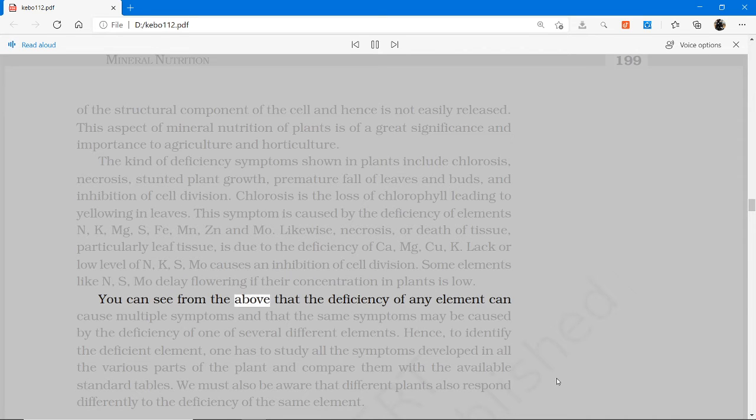Some elements like N, S, Mo delay flowering if their concentration in plants is low. You can see from the above that the deficiency of any element can cause multiple symptoms and that the same symptoms may be caused by the deficiency of one of several different elements. Hence, to identify the deficient element, one has to study all the symptoms developed in all the various parts of the plant and compare them with the available standard tables. We must also be aware that different plants also respond differently to the deficiency of the same element.